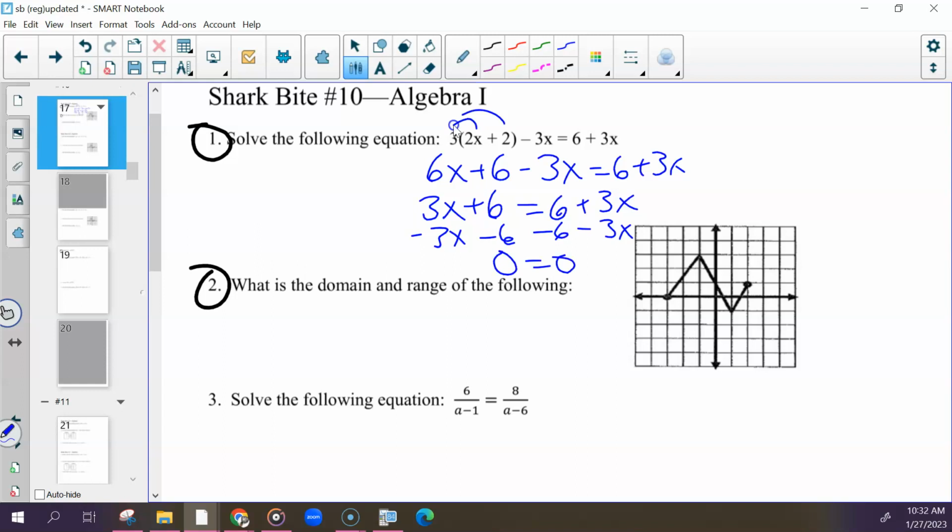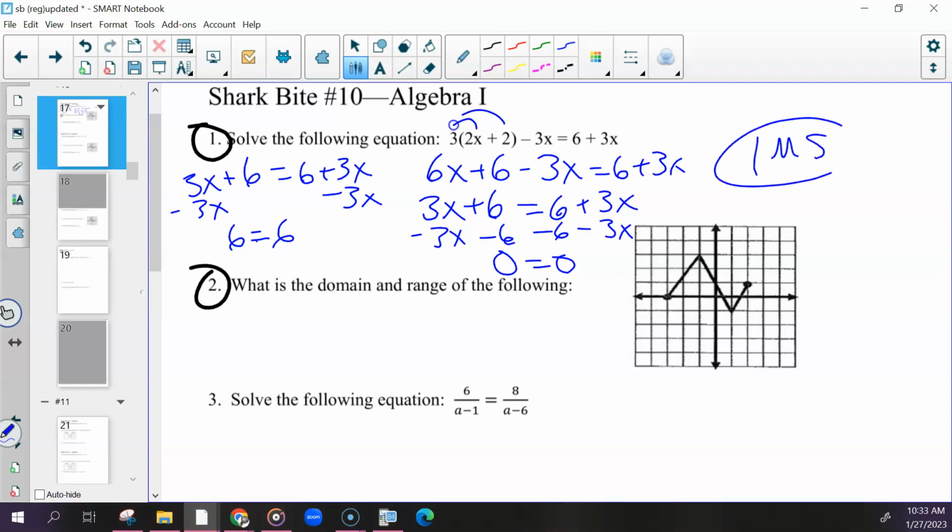Or if you just got rid of the 3x, you get 6 equals 6. Both cases, your variable disappeared. You have the same number equal to the same number, so this would be infinitely many solutions. Questions on that one?